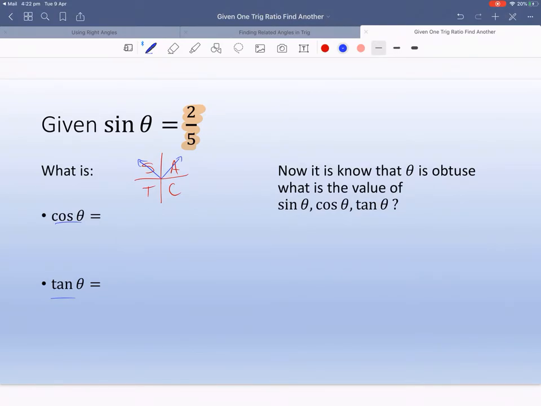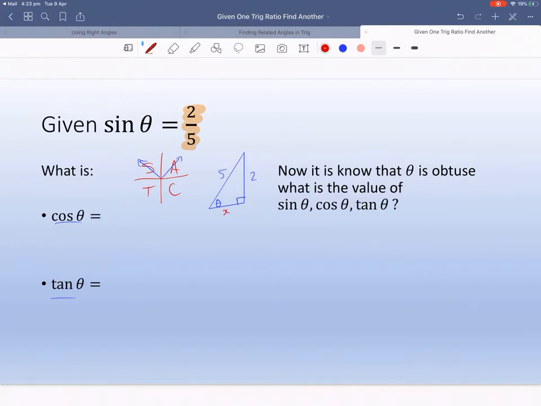But how do we find cos theta given that sine theta equals that? Well, we'll go back to our triangles. If I've got a triangle here, there's a right angle there, and I know that theta is there. So what would sine theta have to be? Would it have to be 2 over 5, given that sine theta is opposite over hypotenuse? Now, is there a skill that we can use to find out what x is?